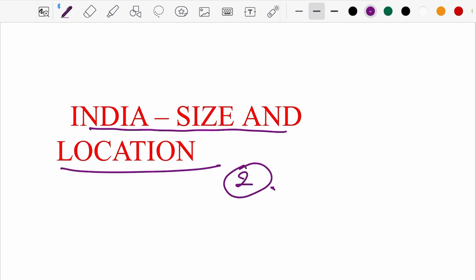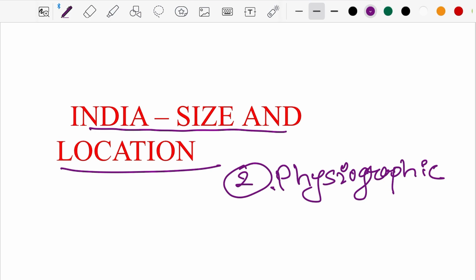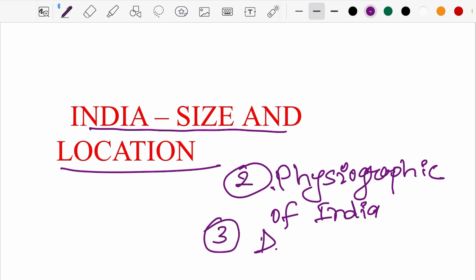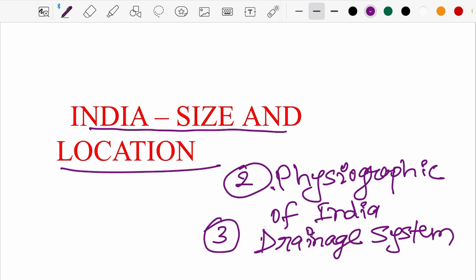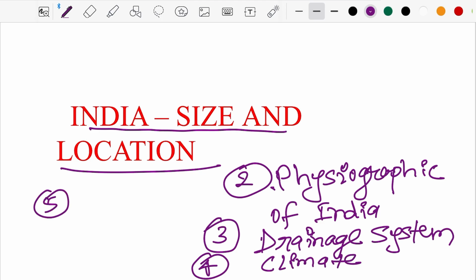Second topic would be the physiography of India. Third would be drainage system. Fourth will be climate. Fifth would be monsoon system. So like that it will go on. One by one the videos will be coming.